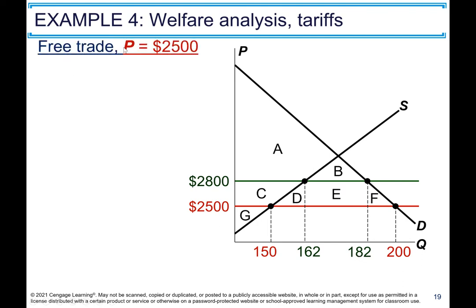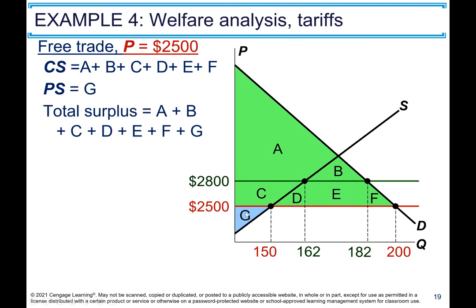With free trade, when the price was 2,500, consumer surplus was A plus B plus C plus D plus E plus F. Producer surplus was G. Total surplus is A plus B plus C plus D plus E plus F plus G.